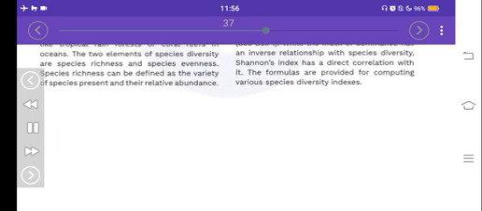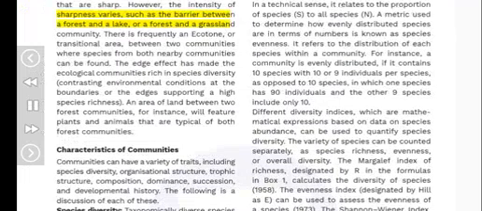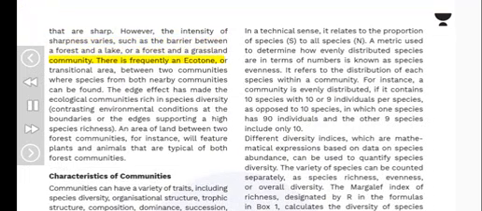However, the intensity of sharpness varies, such as a barrier between a forest and a lake, or a forest and a grassland. There is frequently an ecozone, or transitional area, between two communities, where species from both nearby communities can be found. This has made ecological communities rich in species diversity, with contrasting environmental conditions at the boundaries or edges supporting a high species richness. An area of land between two forest communities, for instance, will feature plants and animals that are typical of both forest communities.